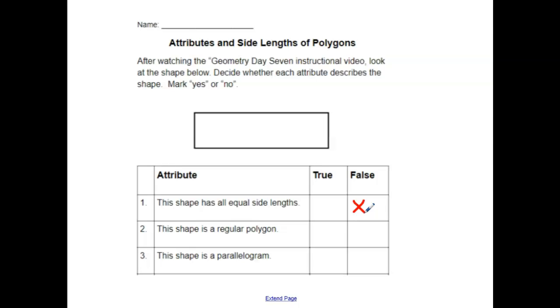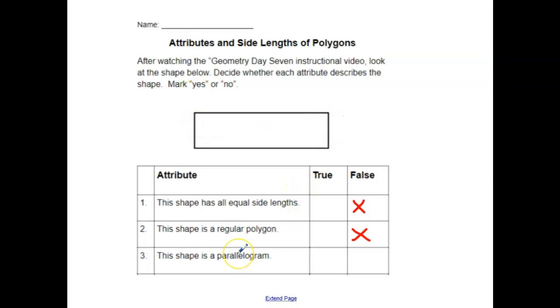Let's do the second one together. This shape is a regular polygon. Well, I know a characteristic of regular polygons is that all side lengths have to be equal. So I know right away that this rectangle is not a regular polygon because it doesn't have all equal side lengths. So I would also put my X in the false column because this attribute does not apply to this rectangle. Let's do one more together.